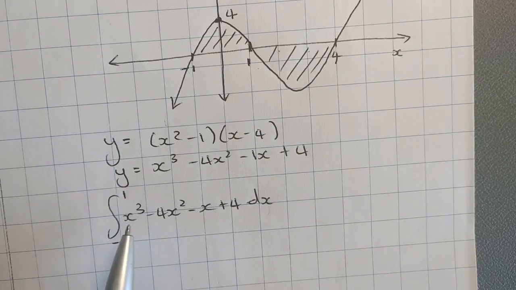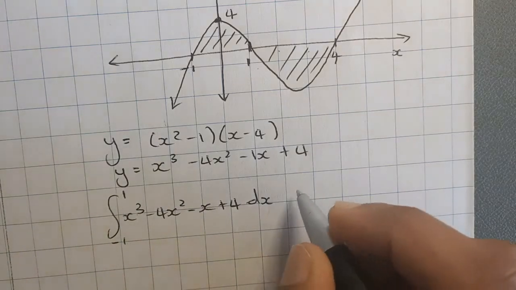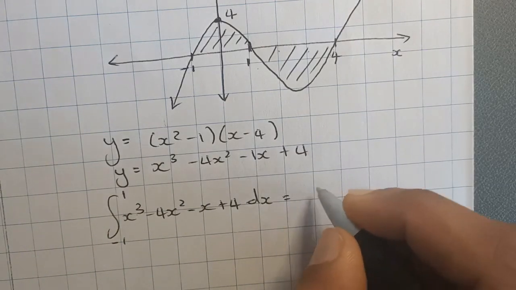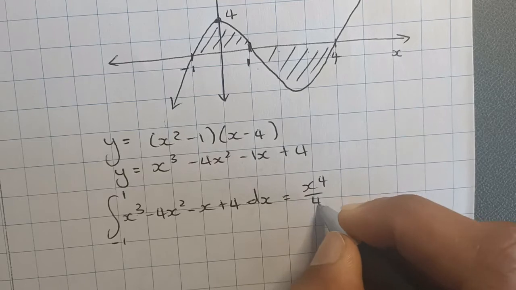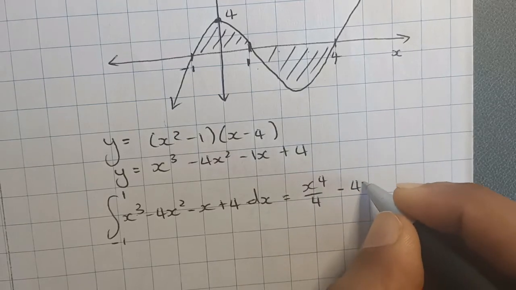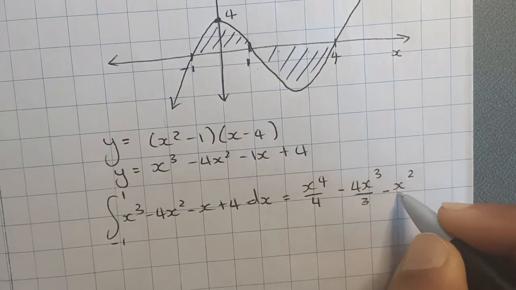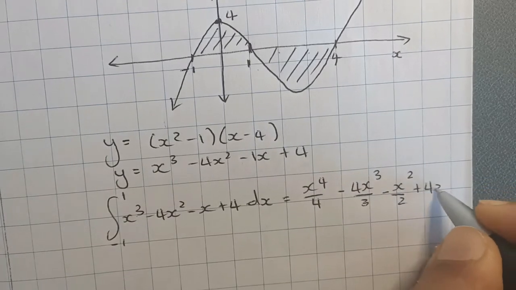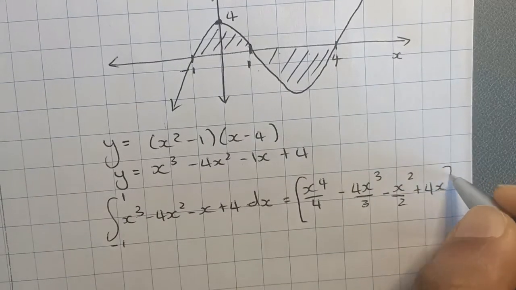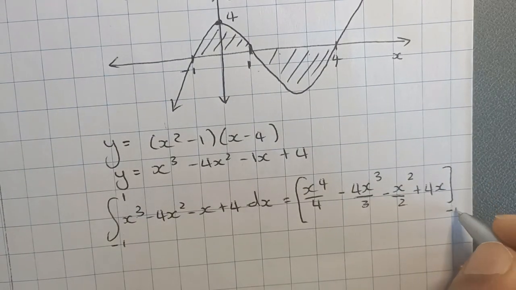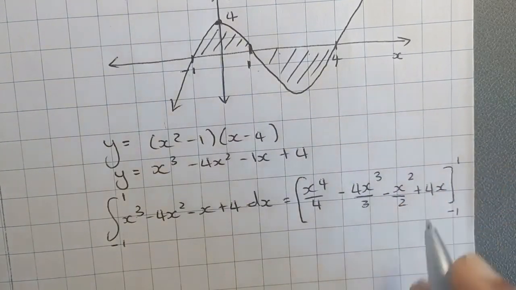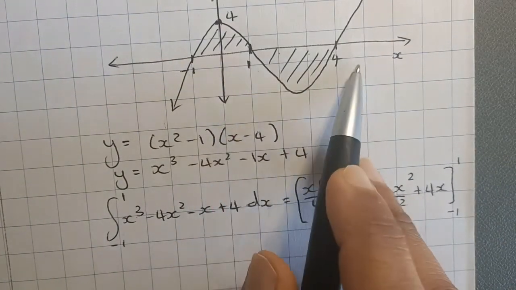And remember your reverse power rule. So you got 3 plus 1 over, which is 4. So you're going to end up with x to the 4 over 4 minus 4x cubed over 3 minus x squared over 2 plus 4x, keep it all in the bracket, and start from -1 and go up to 1, and you're going to repeat the same process from 1 till 4.